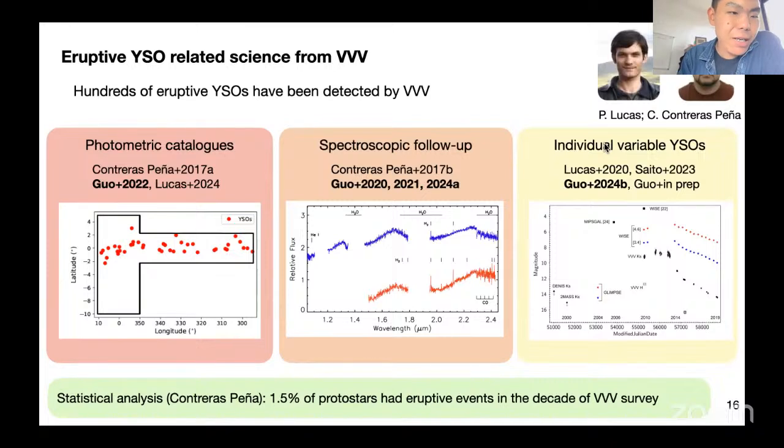First, we build photometric catalogs based on the VVV time series data. Then we make spectroscopic follow-up observations to confirm that we are actually looking at young stars, and we identify their accretion behaviors using their spectra. The third step is to study individual variable stars, including the stars with high amplitude or periodic behavior. In the end, Carlos did a statistical analysis, just published this year. He found that around 1.5% of the protostars had an eruptive event in the decade of the VVV survey.